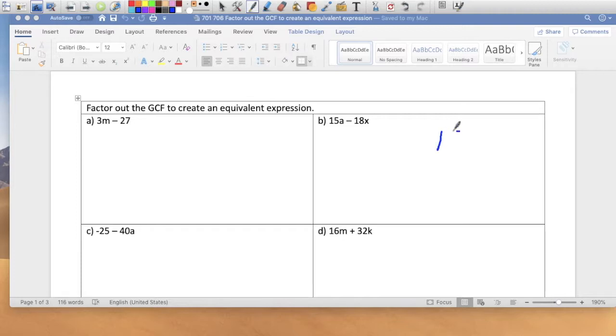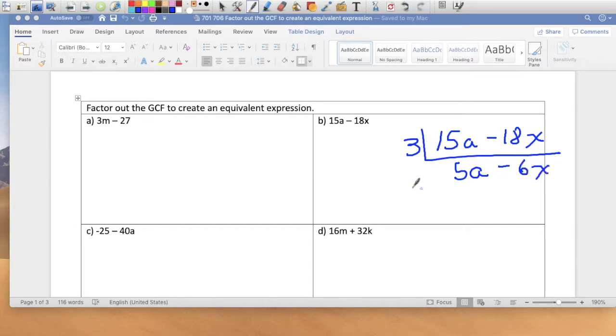15a minus 18x, and again, you can do this. All right, nice. 3 goes into both, so 3 goes into 15 5 times, or 5a, minus, and 3 goes into 18 6 times, or 6x. 3 becomes my factor outside, and 5a minus 6x, my 2 terms inside. And if you double check, you can always see if you're right or wrong.